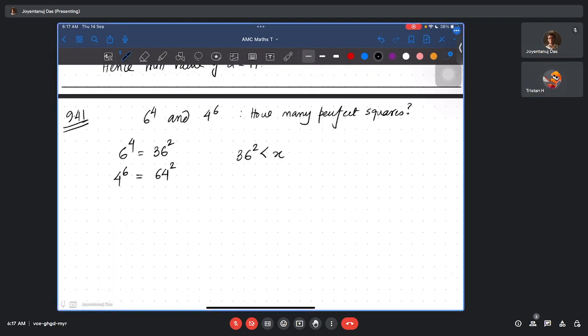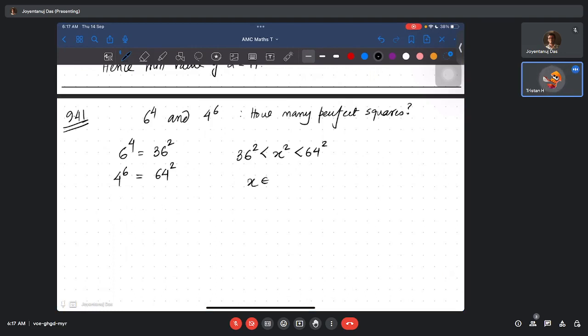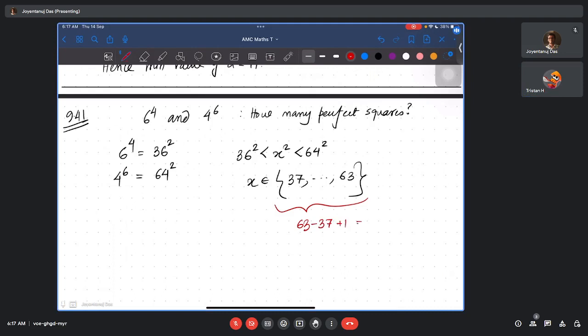So we can just take 37 to 63. So 63 minus 37 plus 1 gives the number of squares. How much did you get? 28. Okay. Yes, so there are 28.